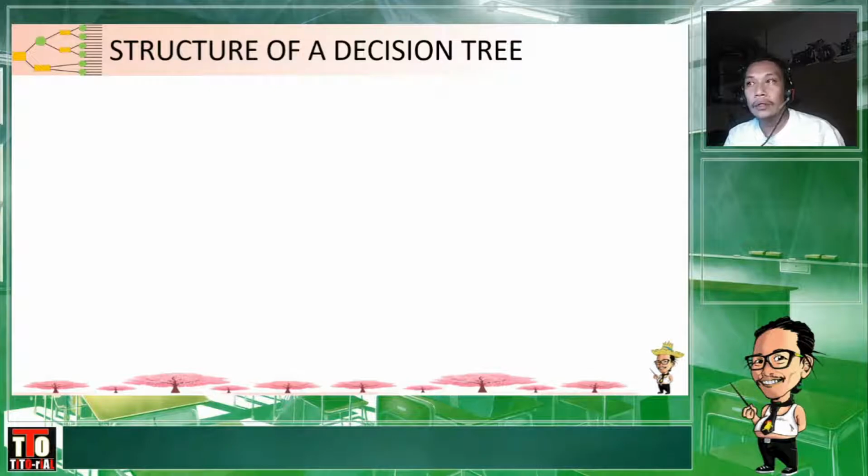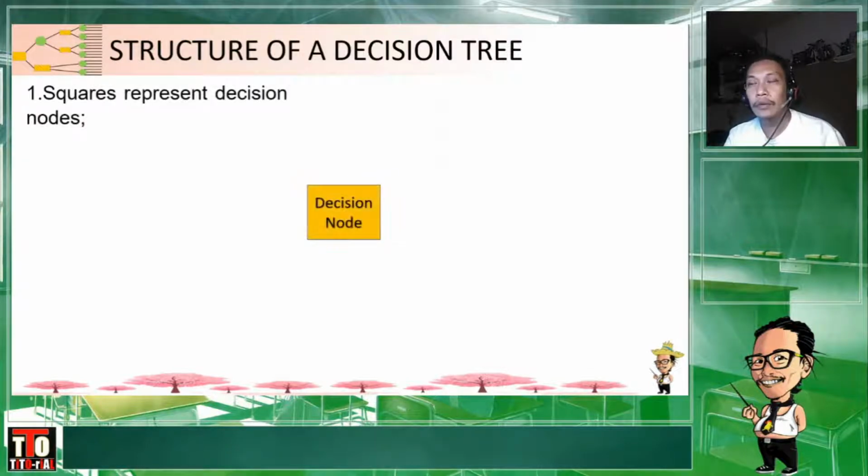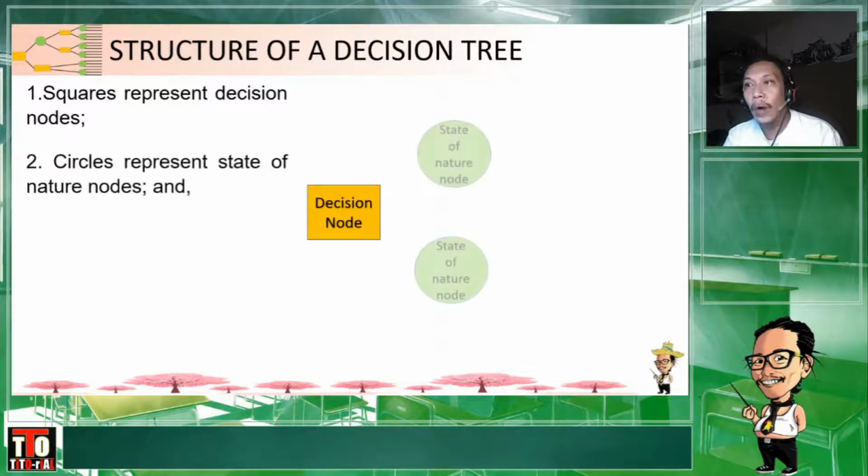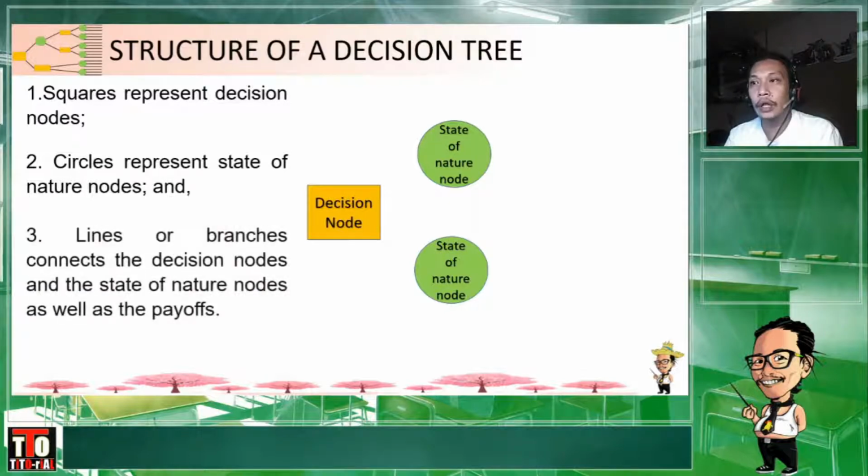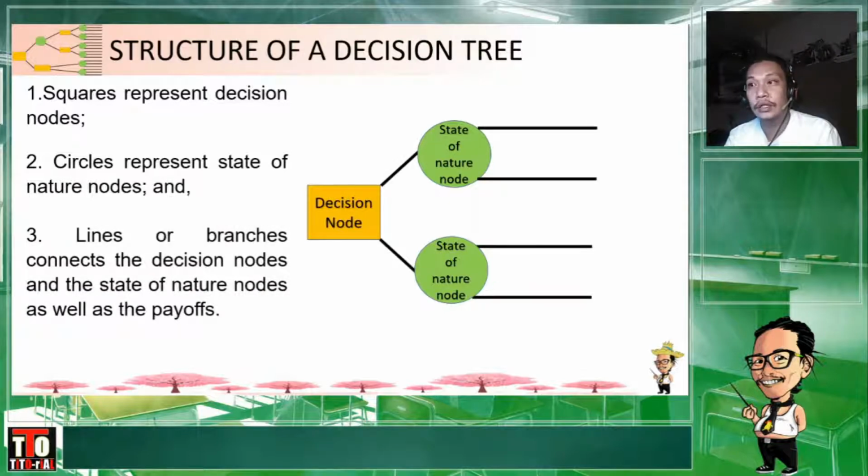Now, structure of a decision tree. Ano ba ang itsura ng isang decision tree? So, gagamit tayo ng square. Now, the square represent decision nodes. Kung ano yung decision natin. While circle represents state of the nature nodes. Mamaya explain ko paano si state of nature nodes. Now, aside from the square and circle, we also have lines or branches that connects the decision nodes to the state of nature nodes as well as the payoffs. Okay? Mamaya, explain ko din kung ano si payoffs.